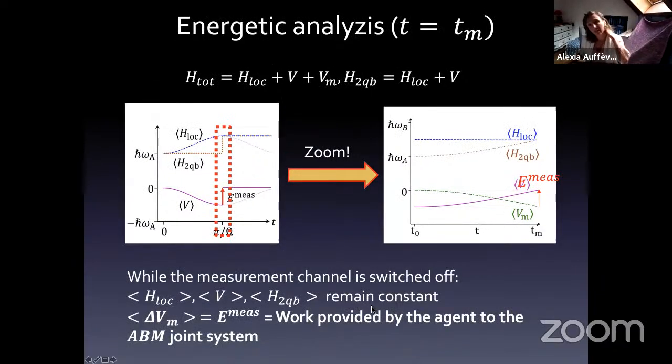And what happens is, while the measurement channel is switched off, these terms remain constant, and the input of energy of the external operator is directly input into the correlation between the meter and the blue qubit. So the measurement energy also corresponds to a work that is provided by the agent to the global tripartite system.